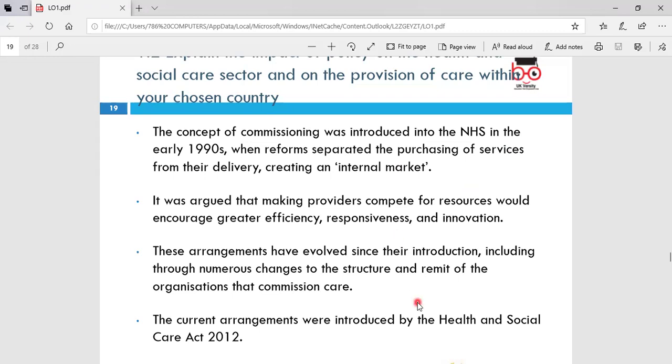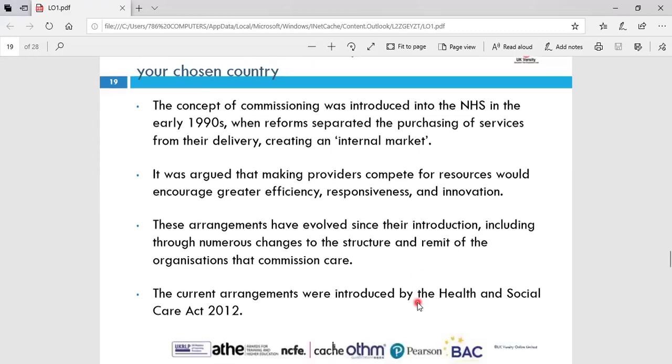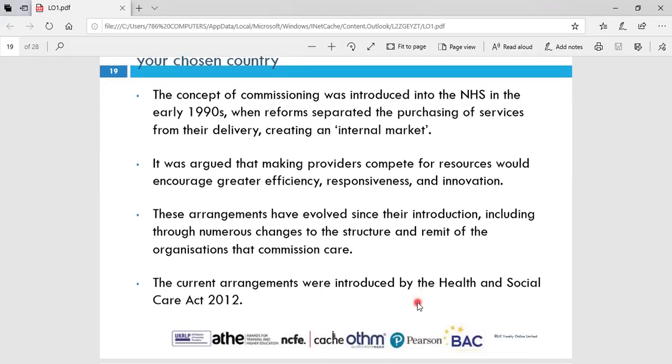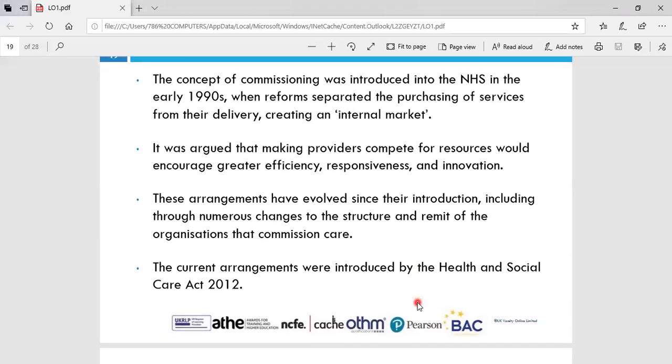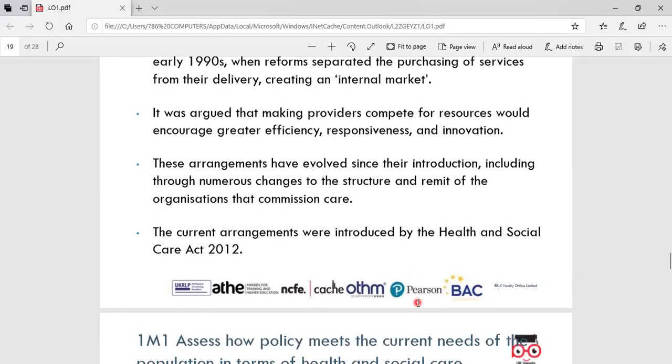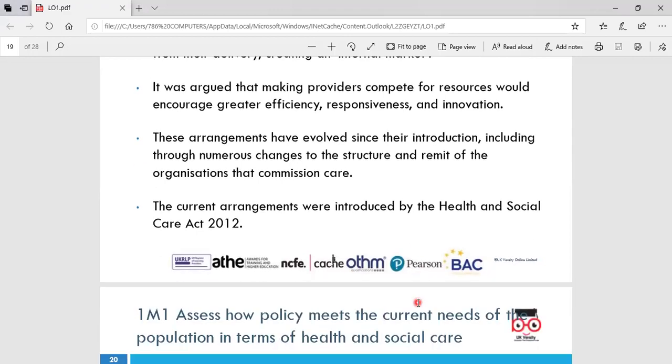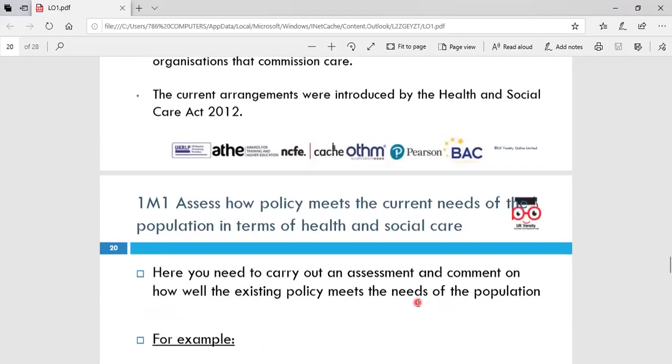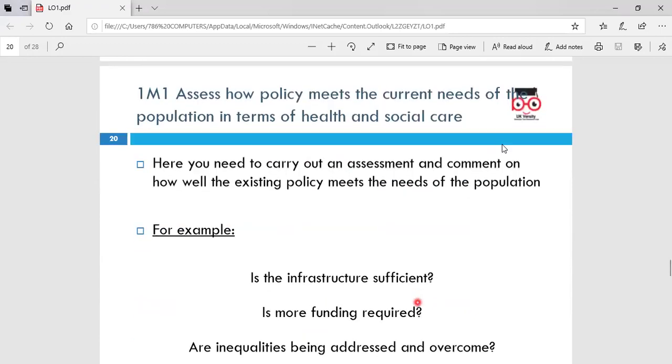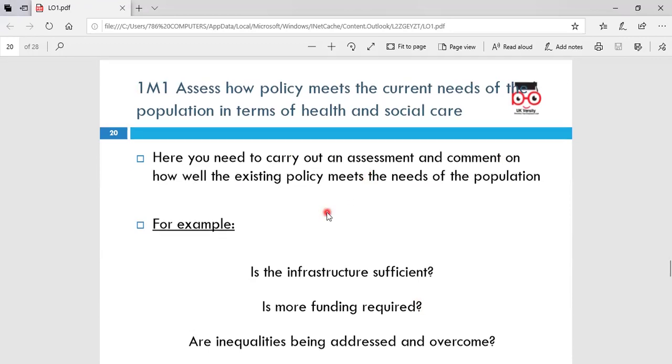These arrangements have evolved since their introduction, and this includes numerous changes to the structure and remit of the organization that commission care. The current arrangements were introduced by the Health and Social Care Act 2012. The last one we're talking about is assessing how policy meets the current needs of the population in terms of health and social care. So you carry out an assessment and comment on how well the existing policy meets the needs of the population.